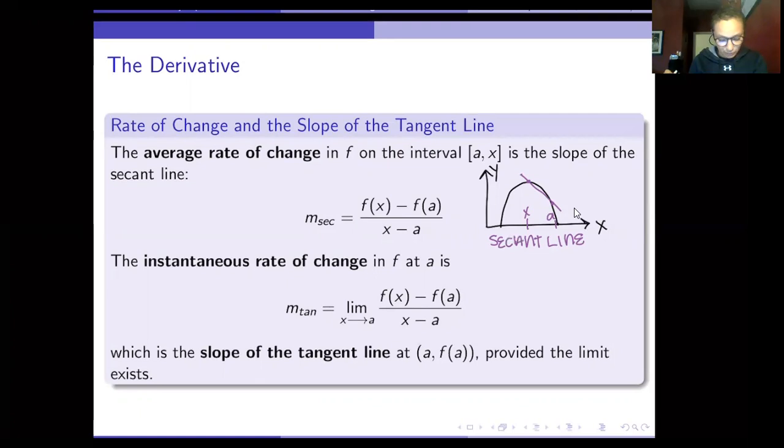Now, the instantaneous rate of change in a function f at a point a is the limit of our secant slope. So m here stands for slope, just like in y equals mx plus b. M is going to be the slope, and we get the slope of the tangent line, m sub tan, by taking the limit as x approaches a of m sub secant. So the instantaneous rate of change in f at a is the slope of the tangent line at a comma f of a, provided that this limit exists. And there's many reasons why a limit might not exist, as we've seen previously, but provided the limit exists, we have the slope of the tangent line.